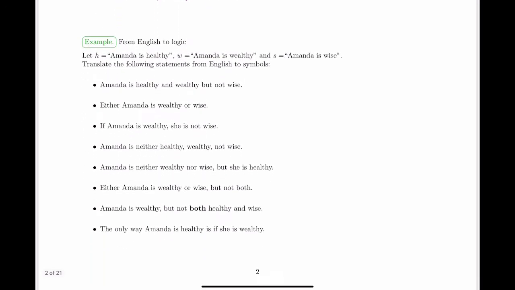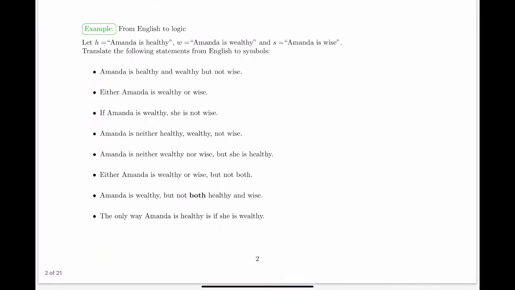Let's take a look at a similar example where we just practice a little bit more of turning English statements into logical forms. Once again, I suggest that you pause the video here so that you can try this for yourself before we go through this together.